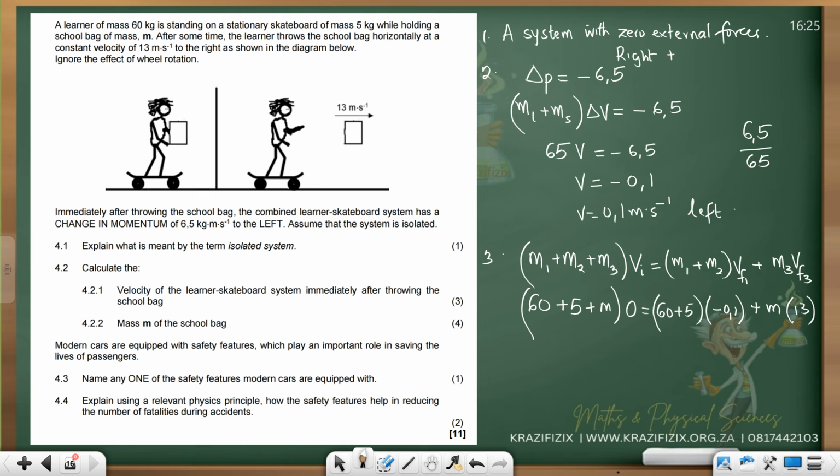So what do we have? 0 here will be equal to negative 6,5 plus 13m. So what do we have? 13m equals to what? So what is m? 0,5 kilograms.